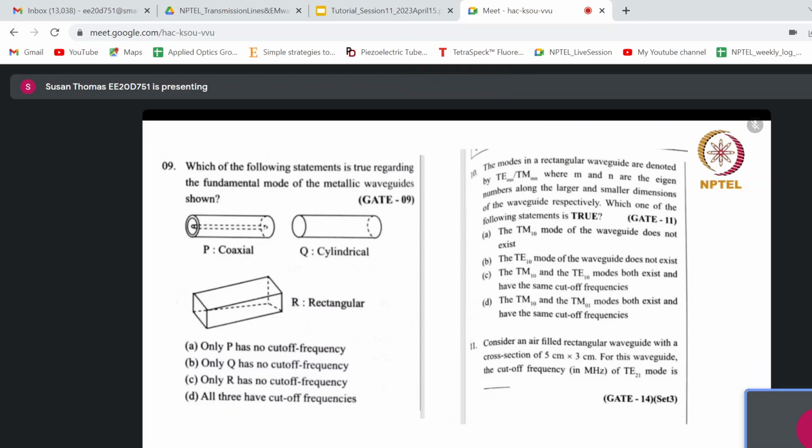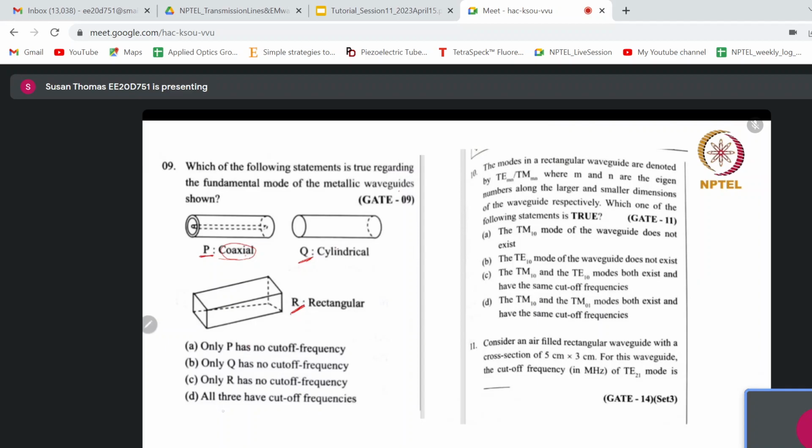Coming to the next question, which of the following statements is true regarding the fundamental mode of the metallic waveguides shown? So if you see, three waveguides are shown below. One is the coaxial, that is indicated with the letter P. So this is a coaxial cable in which you have a center conductor and an outer conductor. And the second is a cylindrical waveguide, and third is a rectangular waveguide, P, Q and R. If you see the statements, only P has no cutoff frequency, only Q has no cutoff frequency, only R has no cutoff frequency.